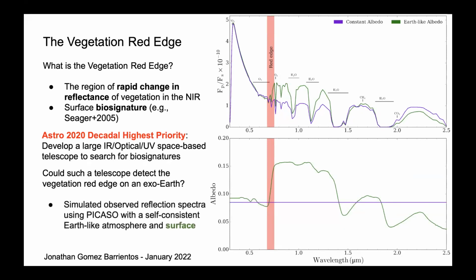And to answer this question, we first simulated observed reflection spectra of a self-consistent Earth-like atmosphere and surface using PICASO, which is an open source radiative transfer code developed by Natasha Batalha. Then we developed and applied a Bayesian atmospheric retrieval code to the simulated data at various signal-to-noise ratios to investigate what information we could infer from the data.